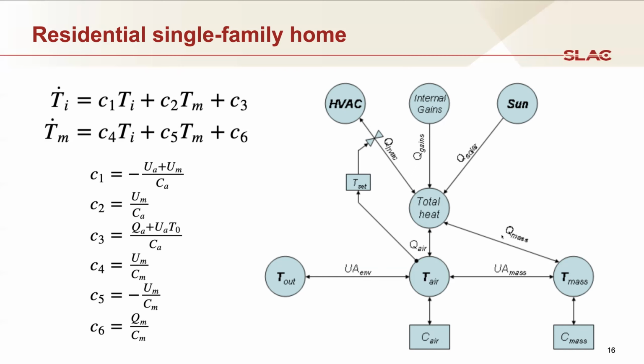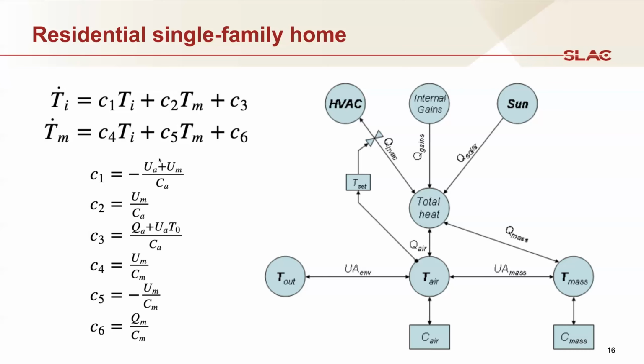And once we calculate all of this, we end up with these two differential equations, which is the rate of change of the internal air is some function of the air temperature and the mass temperature, and the rate of change of the mass is also some function of the air temperature and the mass temperature, plus these gains, the heat gains to the system. And so, it's fairly straightforward to then calculate what these parameters are based on the basic properties of the network.